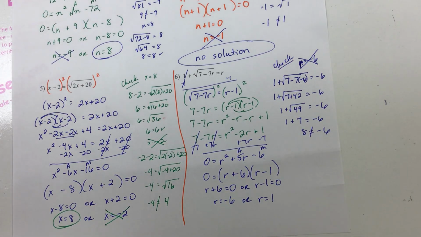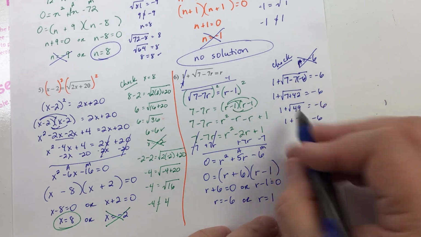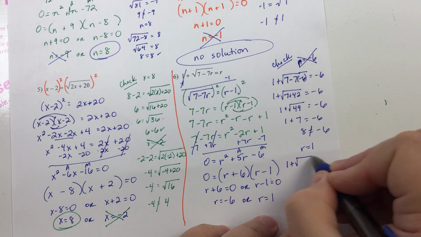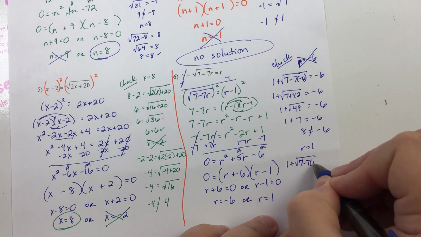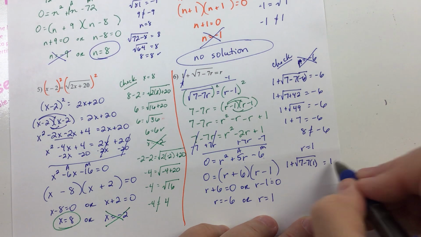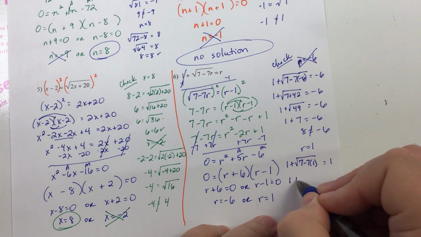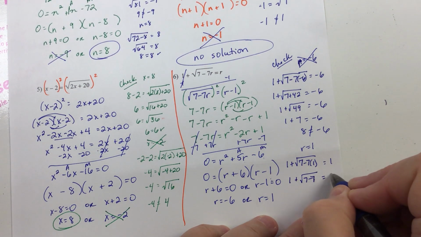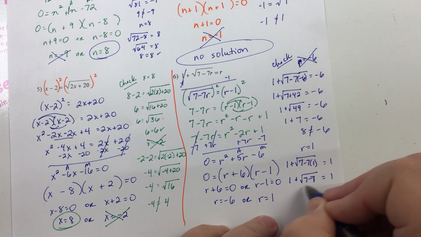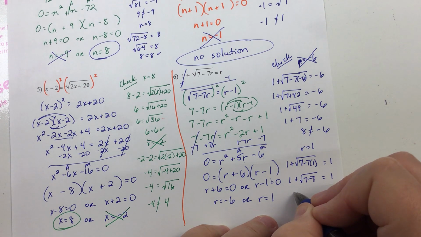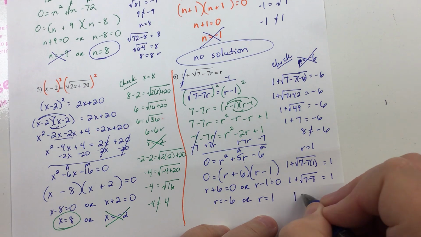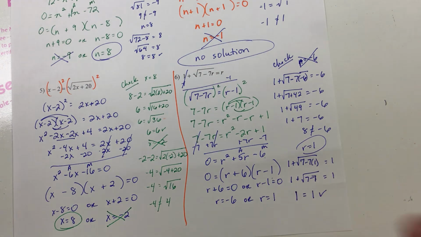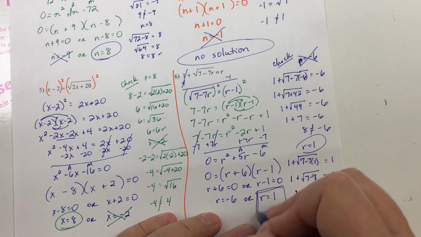That's an extraneous solution. If we check the other one, r equals 1, we're going to have 1 plus the square root of 7 minus 7 times 1. Again, does that equal 1? So this is going to be 1 plus the square root of 7 minus 7. Okay, well, 7 minus 7 is 0. And the square root of 0 is just 0, so we have 1 equal to 1, and that does work. So r equals 1 is my solution.